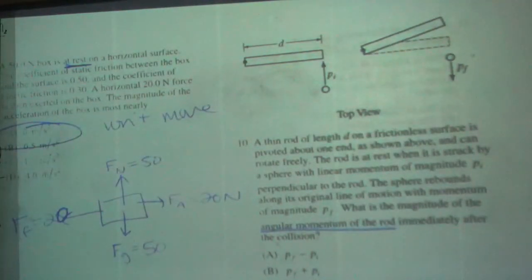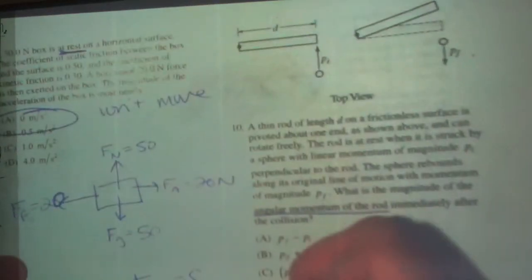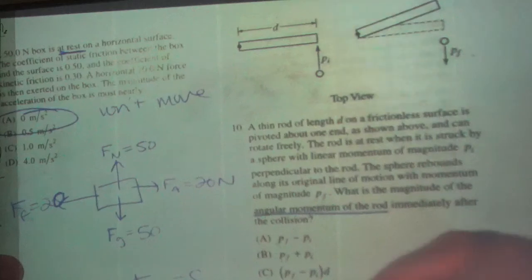Alright, so we are talking about a collision. It's not just linear momentum, we're talking about angular momentum, so I'm going to use conservation of angular momentum. So basically, your L, angular momentum, so L of the sphere before is going to equal L of the sphere after, plus L of the rod after.